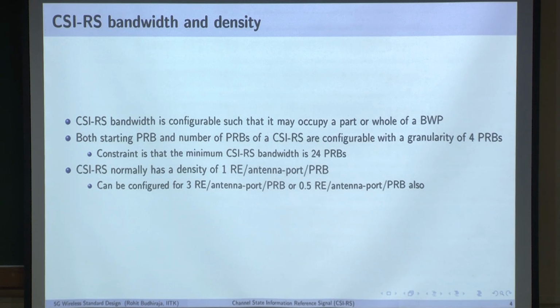If the channel doesn't change across, let's say, frequency, what will you do? In one PRB you will transmit, and in another PRB you don't transmit CSI-RS, so the density is reduced. If the channel is changing, you increase the density, and you can make it up to 3 resource elements. So for each port you can increase the number of resource elements over which these pilots are being transmitted.